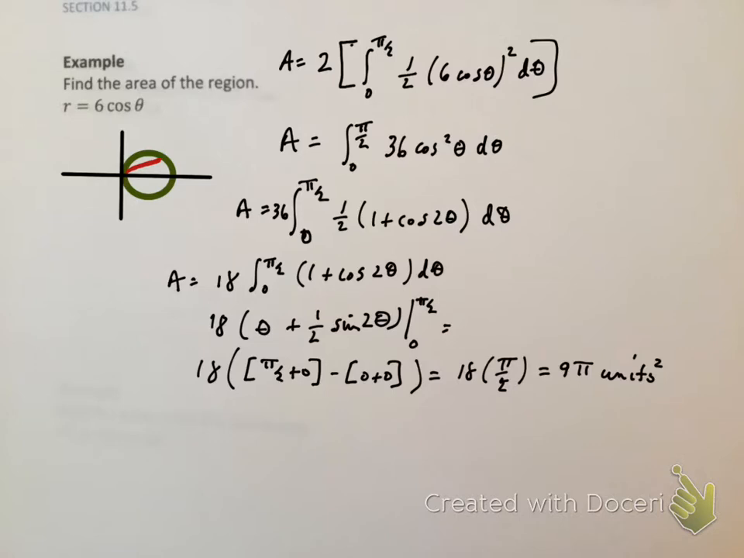Anyway, we are talking about the area of this shape right here, which you should have committed to memory as a circle. And if you recall, it's a circle with a diameter of 6, and so the radius is going to be equal to 3. And if you go back to general math, the area of that circle is pi r squared, and so you know the answer is supposed to be 9 pi square units. Well, great. We're going to find that as well.